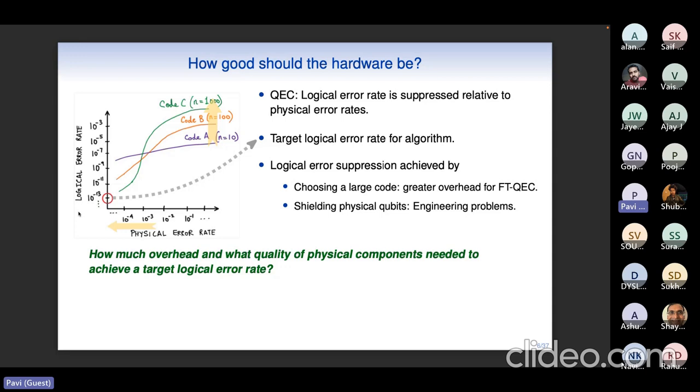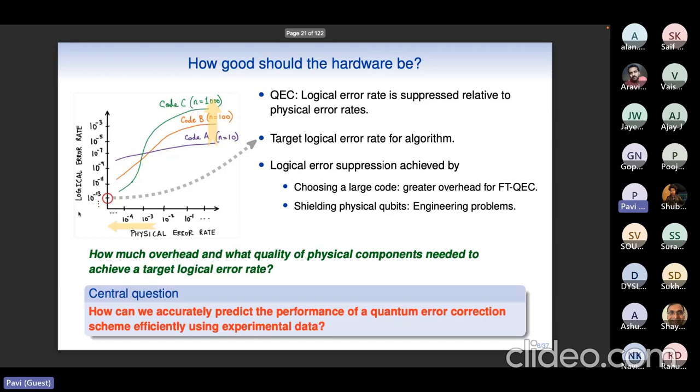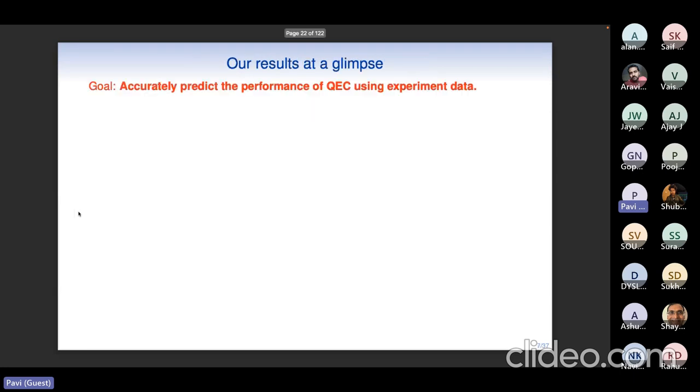And a related question is basically to try and reproduce this plot before constructing a quantum computer itself, in the sense that given all the details of the physical hardware, we want to accurately predict the performance of an error correction scheme. This is the big problem. Now, before telling you how we solved it, let's just dive into the solution directly to get a feel of what the problem is and how we want to answer it.